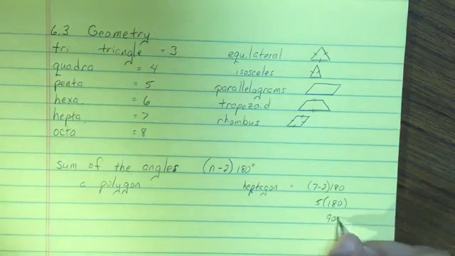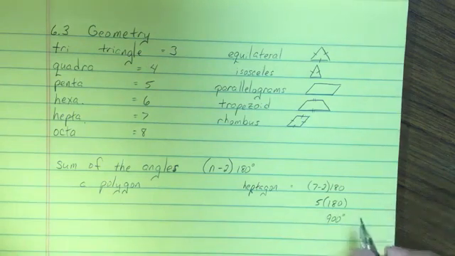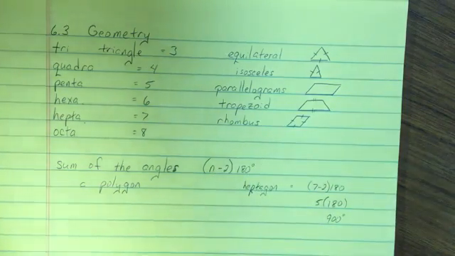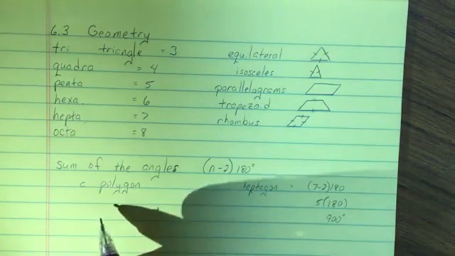Which is an angle of 900 degrees. That means all the interior angles equal 900. All right? But that's the cute little formula for the sum of the angles, the interior angles.